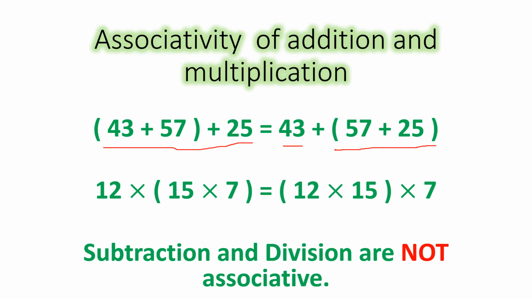In the same way, multiplication: 12 into 15 into 7 can be grouped differently and multiplied like this also. The product will be the same. For associativity of addition and multiplication, it will be true. In associativity we take 3 numbers, whereas in commutativity we take 2 numbers. Similarly, subtraction and division are not associative. We already saw they are not commutative, and they are not associative either.